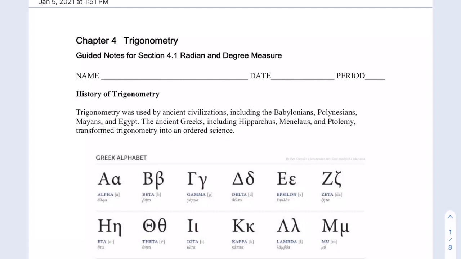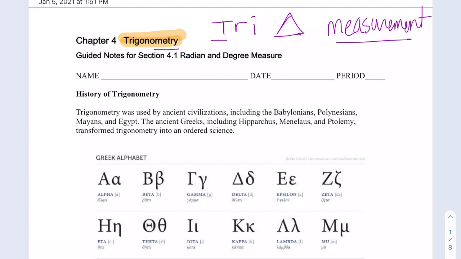Welcome back. Today we're going to start chapter 4 and look at trigonometry. Now you may notice two parts inside of trigonometry: the "tri" representing triangles, and "metry," which is the measurement. So we're considering the measurement of triangles.